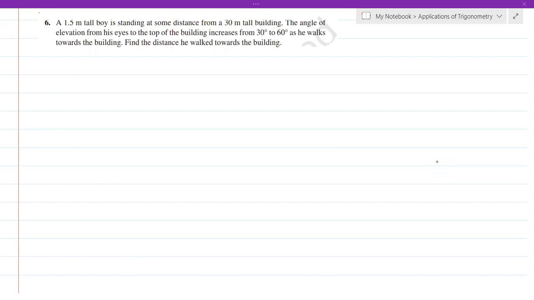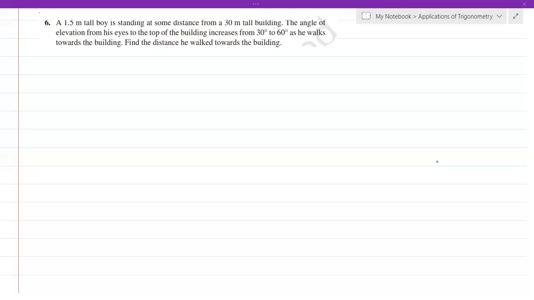So the sixth question: a 1.5-meter tall boy is standing at some distance from a 30-meter tall building. The angle of elevation from his eyes to the top of the building increases from 30° to 60° as he walks towards the building. Find the distance that he walked towards the building.